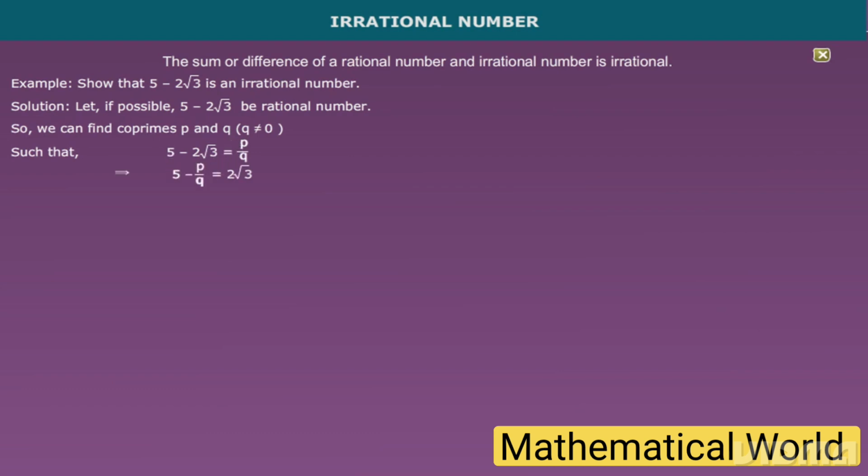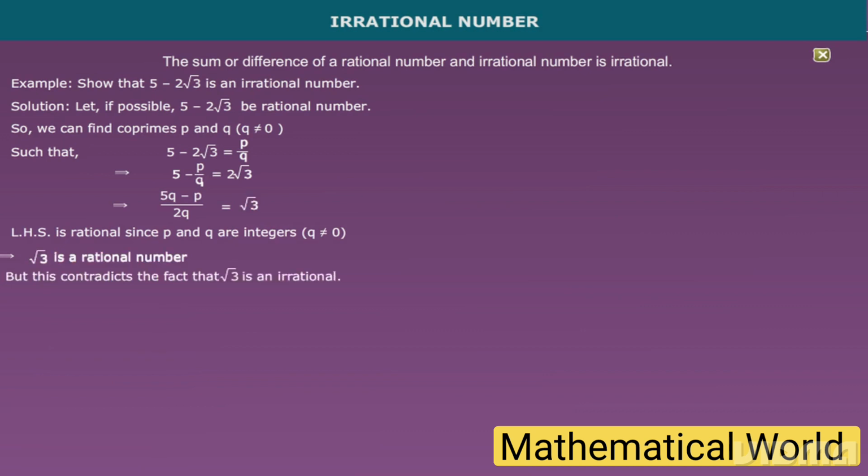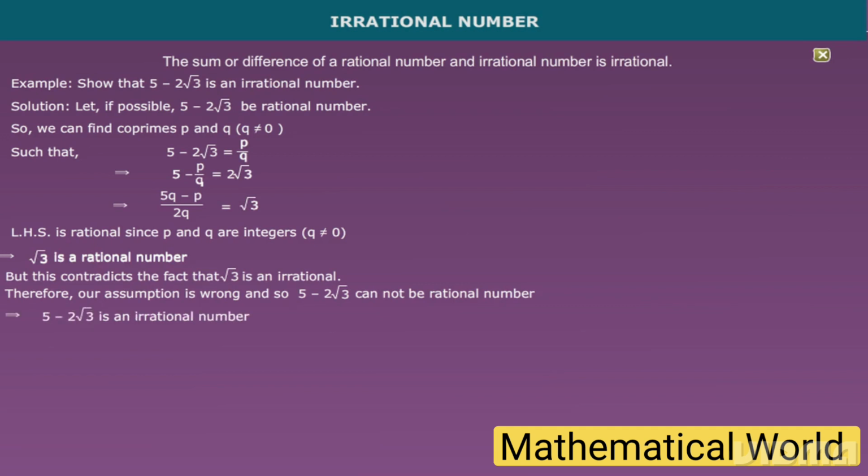This implies 5 minus p by q is equal to 2 root 3. This implies (5q minus p) divided by 2q is equal to root 3. LHS is rational since p and q are integers. This implies root 3 is a rational number. But this contradicts the fact that root 3 is irrational. Therefore, our assumption is wrong, and so 5 minus 2 root 3 cannot be rational. This implies 5 minus 2 root 3 is an irrational number.